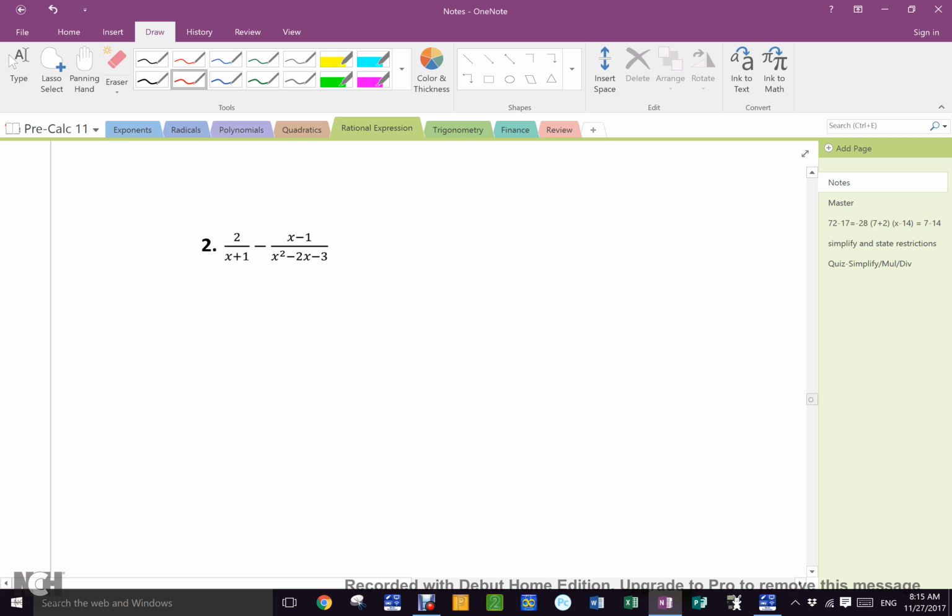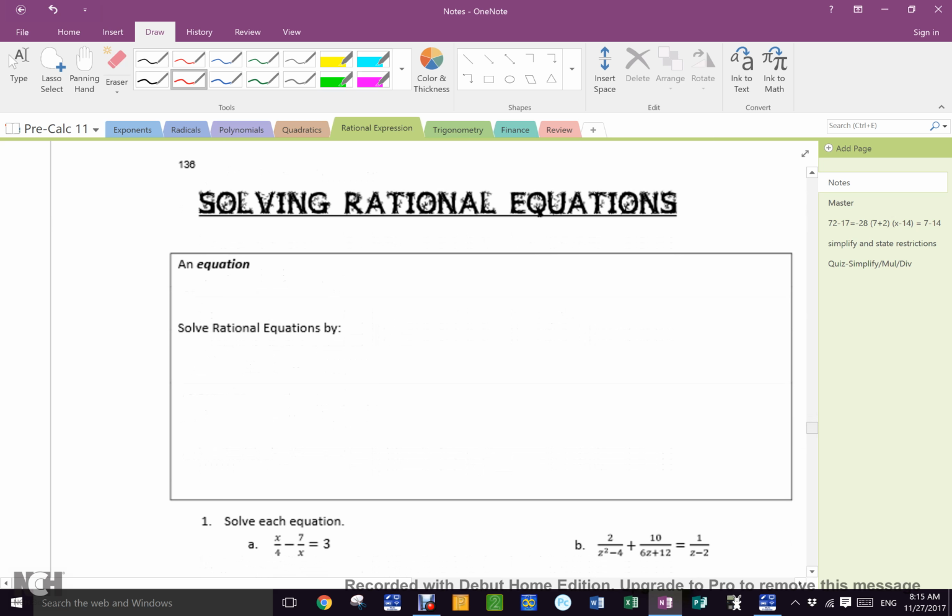There will be a quiz on adding and subtracting rational expressions tomorrow. So I hope that you guys get some of it done. So I'll show you the right answers tomorrow, and maybe you can mark it then. And we'll have the quiz at the end of the block.